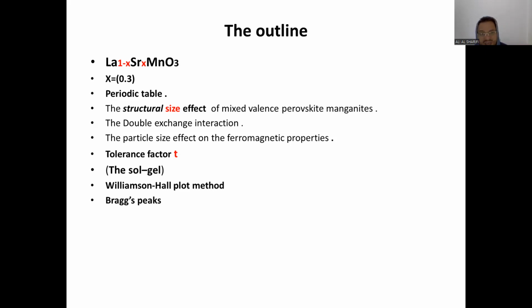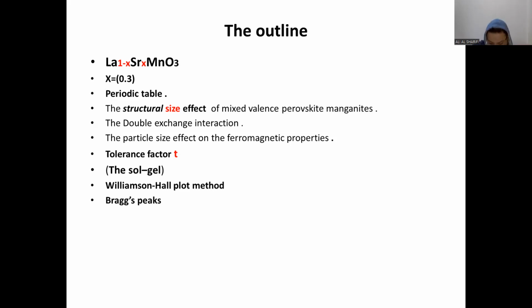The particle size effect on the ferromagnetic properties. We will use some graphs, some plots, to review the ferromagnetic area, the paramagnetic area, and the Curie temperature. The temperature point will be between these two areas. We'll explain what the tolerance factor is, why it is an important element, the sol-gel chemical process, and, like I said before, the Williamson-Hall plot method and Bragg's law.